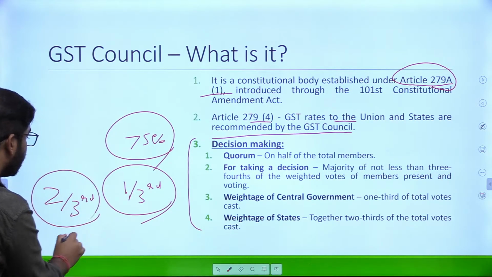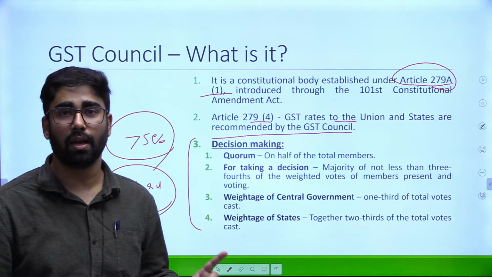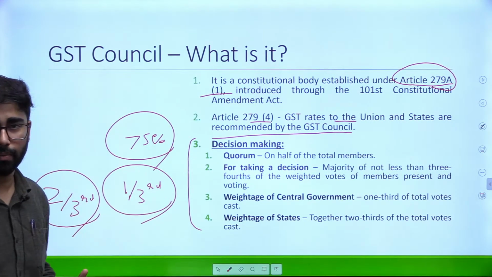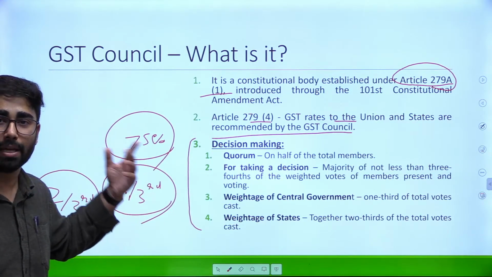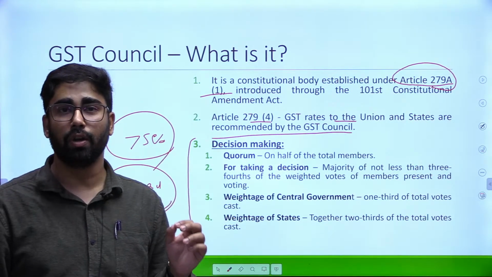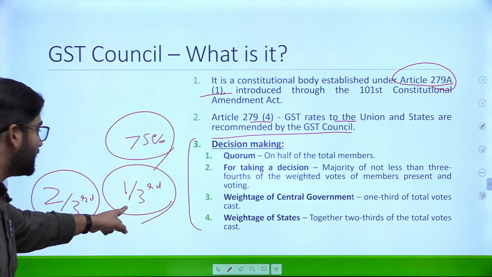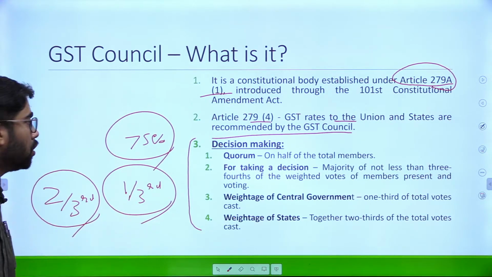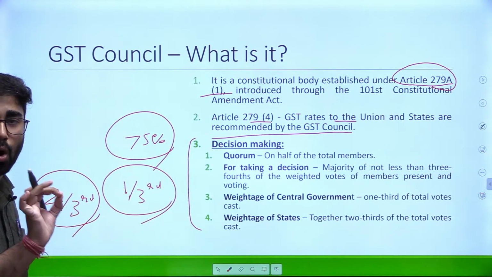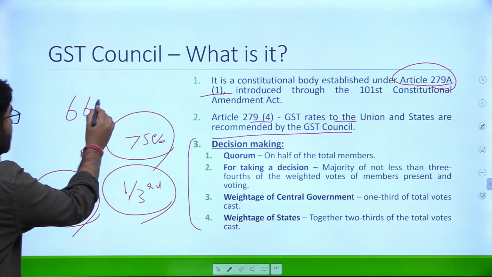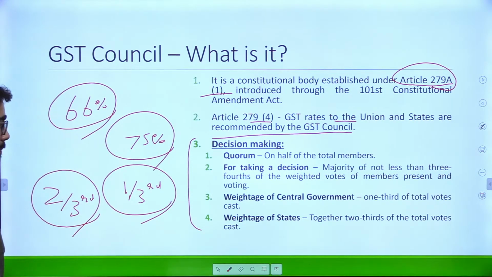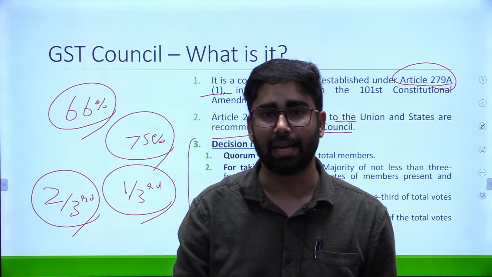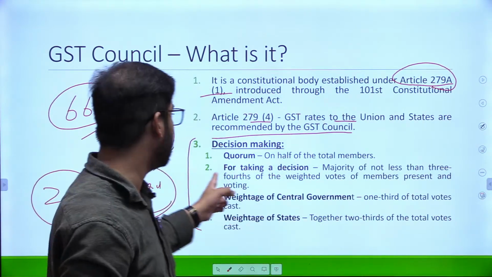Now, if the center does not want any resolution to be passed in this council, it can simply not vote. So there is a virtual veto, because for a majority to pass any resolution you need 3/4, but the center has a voting power of 1/3. So if the center is not interested in passing a resolution, the maximum vote you can get is 66%, because 1/3 is 33% only. So there is a virtual veto with the center. No resolution can be passed if the center does not agree.